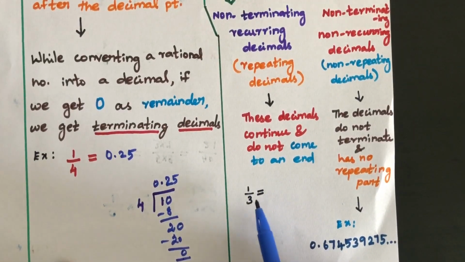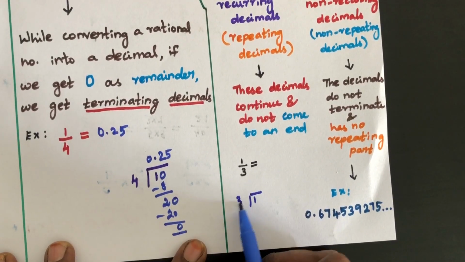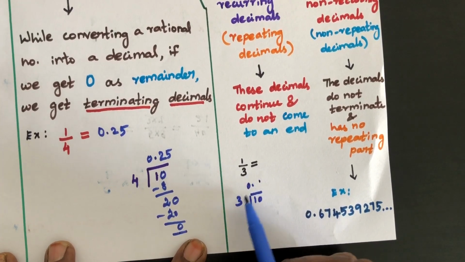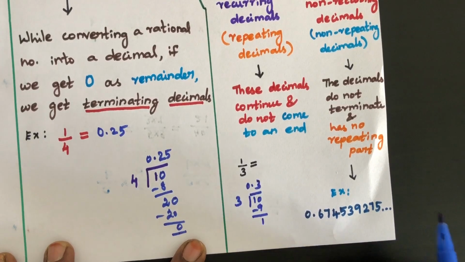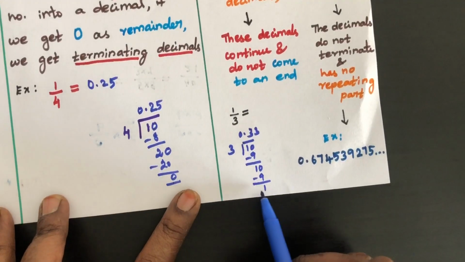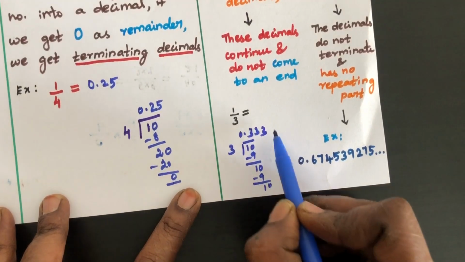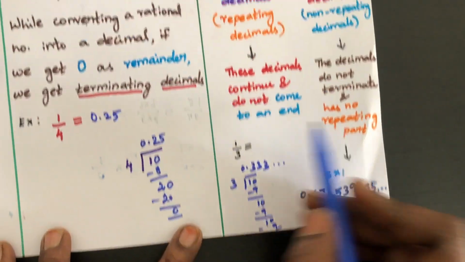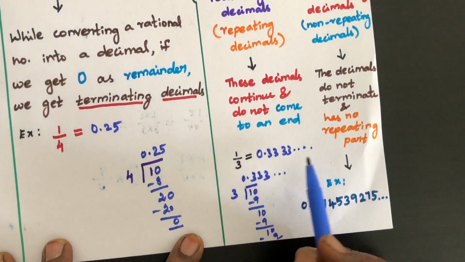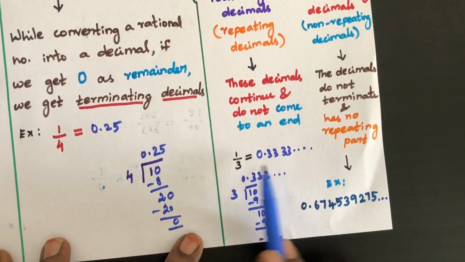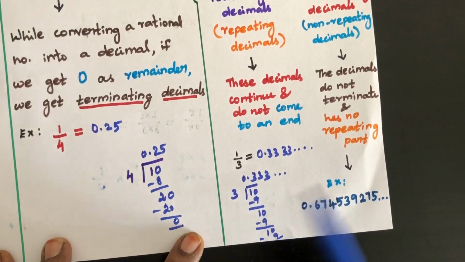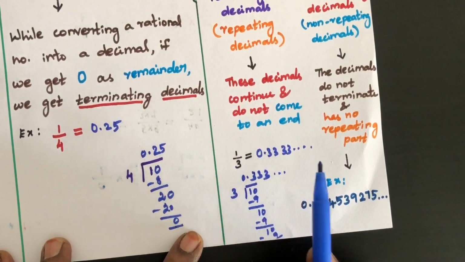See here, 1 by 3. If you divide this 1 by 3, we will get 10. So what will come? Here 3 3s are 9. Again 1 will come. How many times? Again 3 times. 9. Again 1 will come. 10. Again 3. So it will keep on going endlessly. This is 0.33333. Numbers are also repeating. So these are all called non-terminating. It won't get any end. So non-terminating recurring, that means repeating decimals. This is called non-terminating recurring decimals.